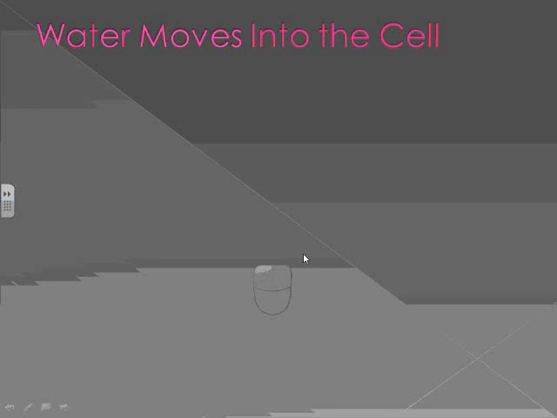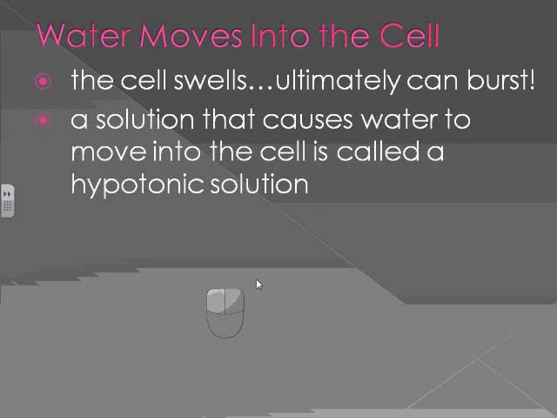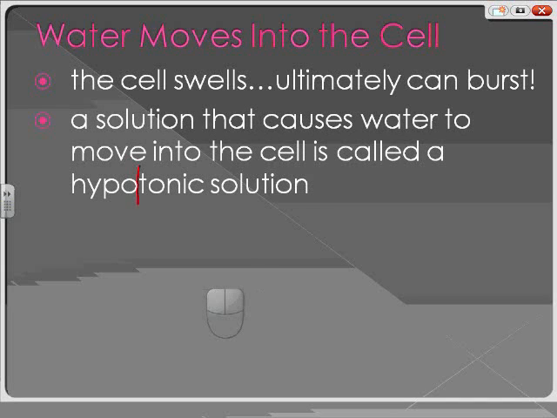Water moving into the cell. Well, if a hypertonic solution makes your cell shrink, hypotonic is going to make it swell. It's going to start to swell, get bigger. Ultimately, it can make it burst. Right? If it bursts, that's the end of the cell. Right? Kills the cell. In this case, a hypotonic solution would cause water to move in.